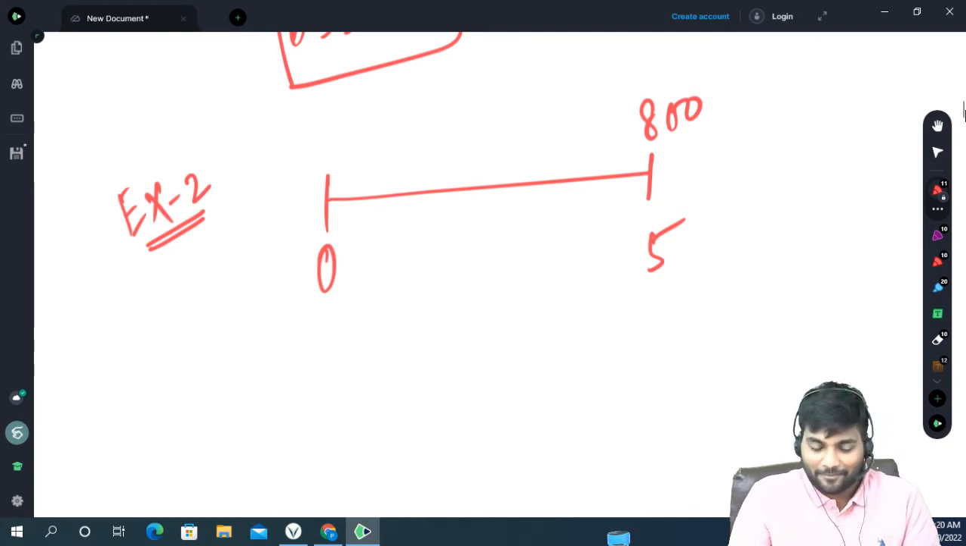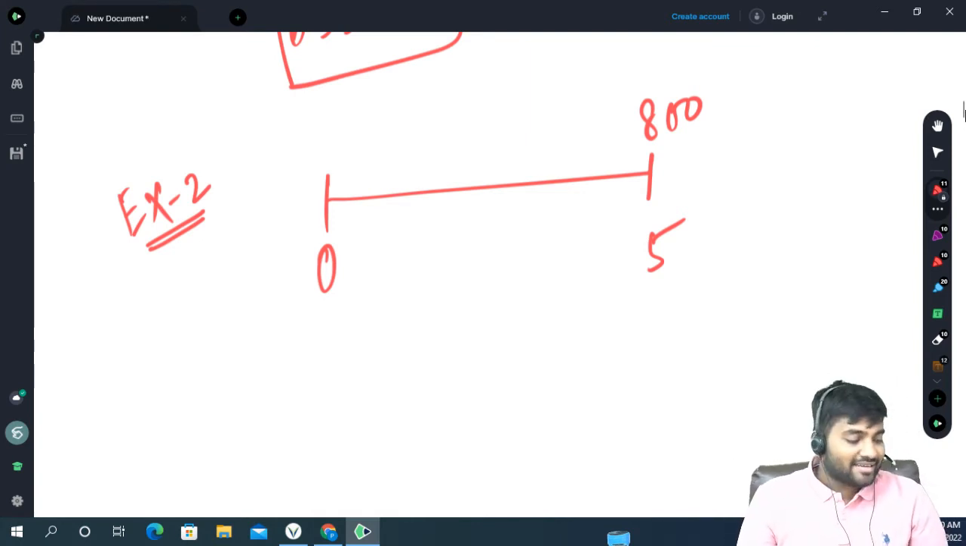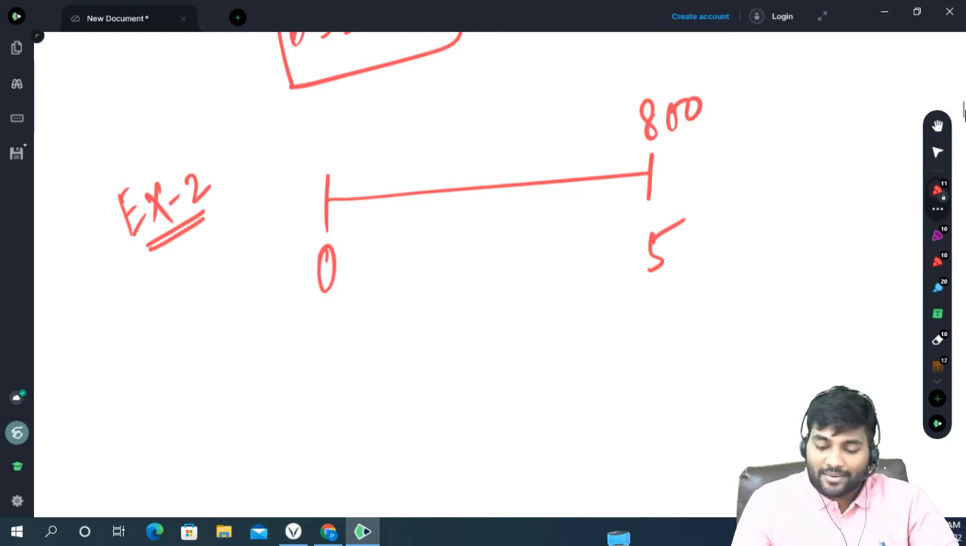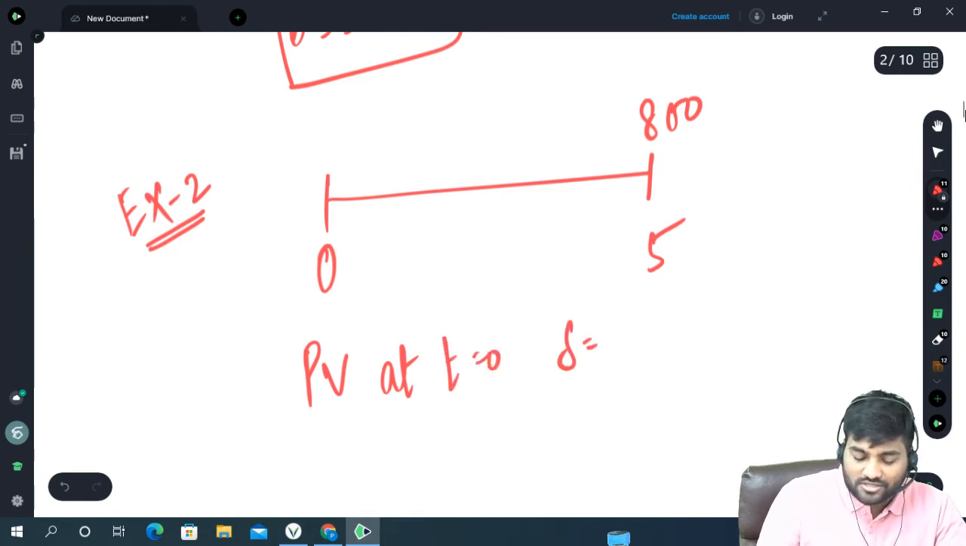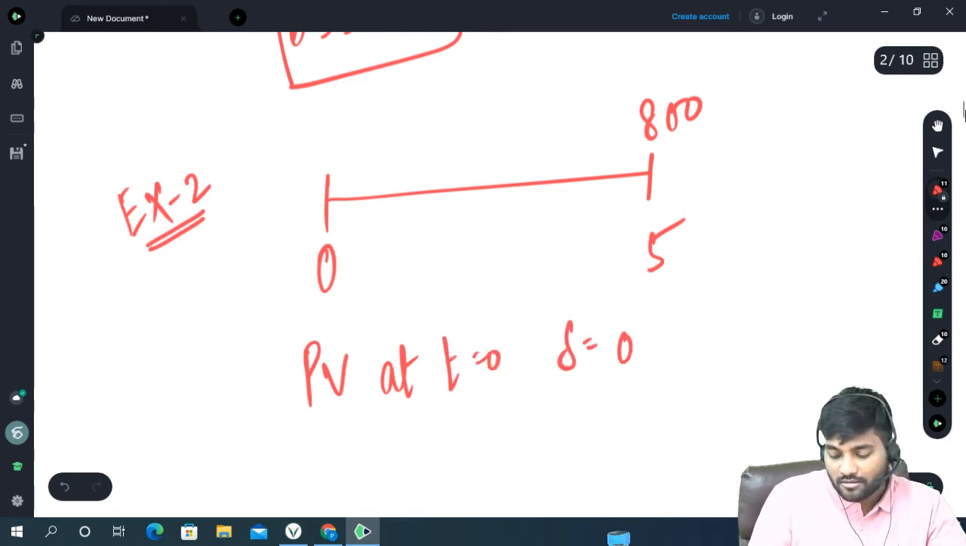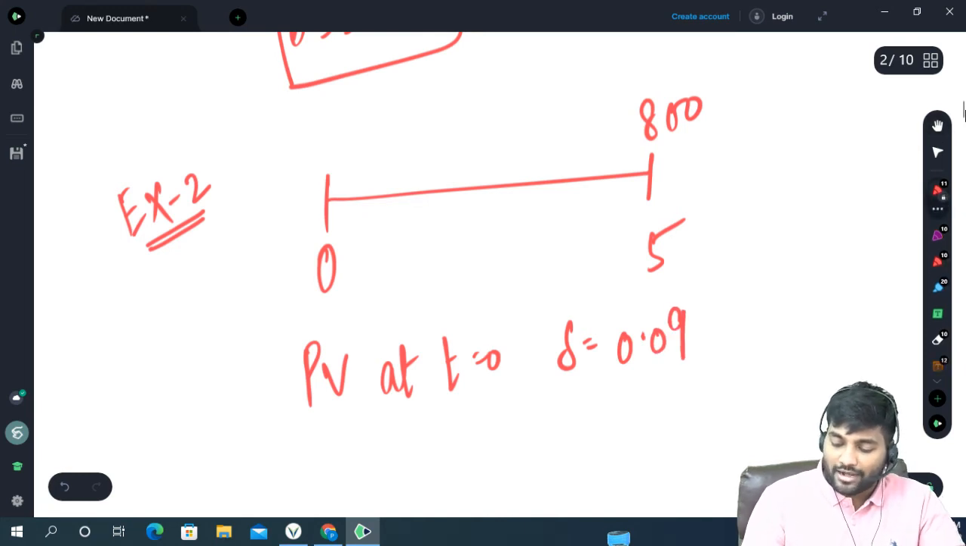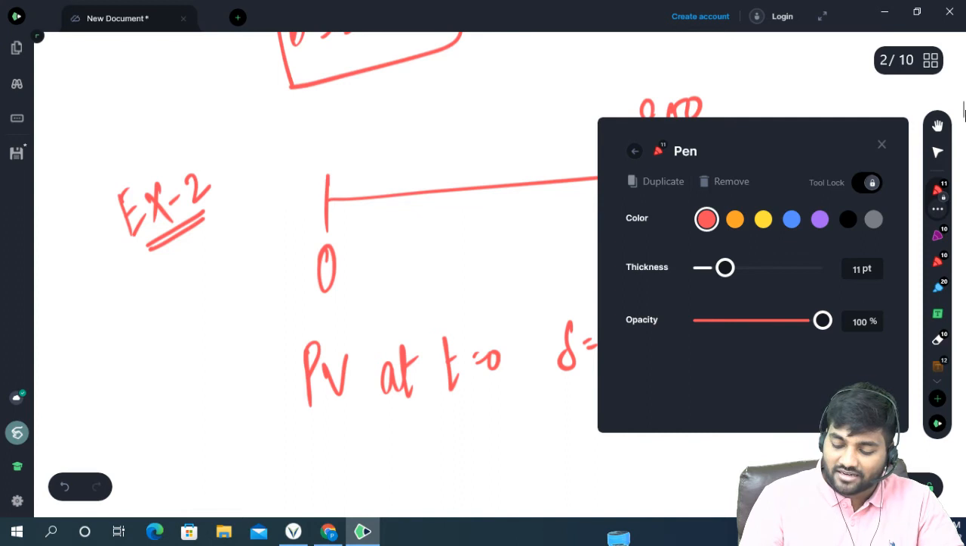It's like that, okay? So at time 5 years, a payment of 800 is due. We need to calculate present value at time zero, given the force of interest is 0.09. Please calculate. We need to calculate the discount factor for 5 years.